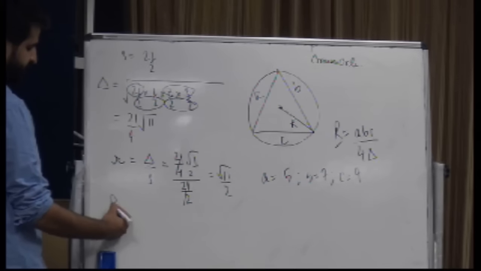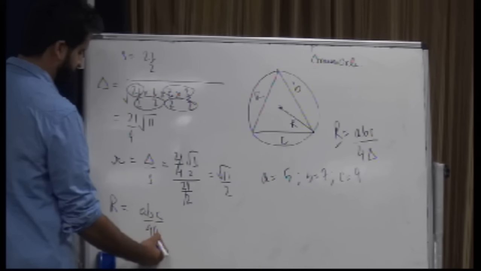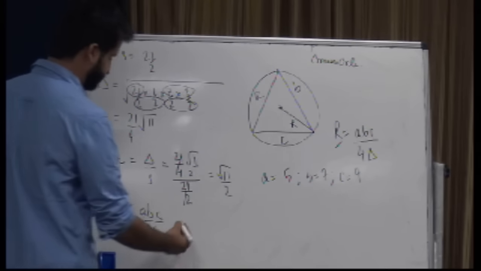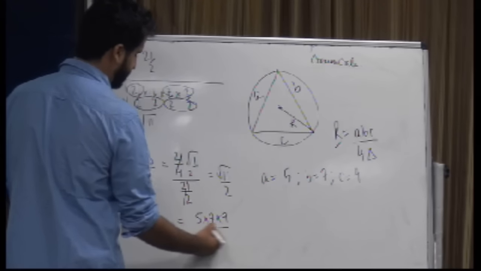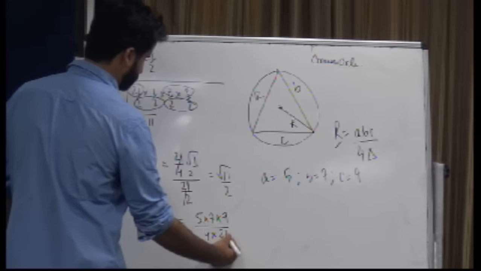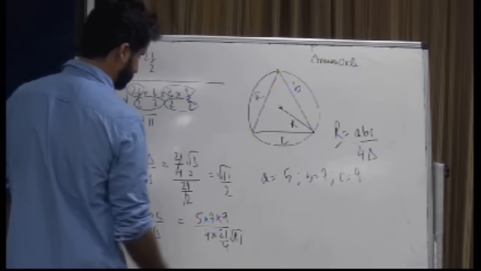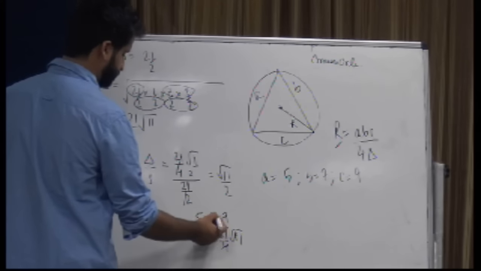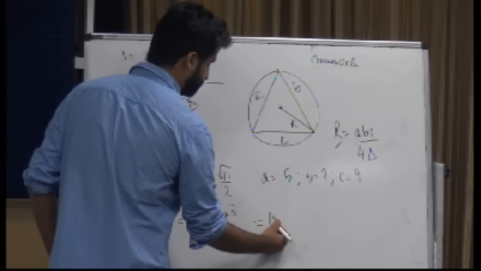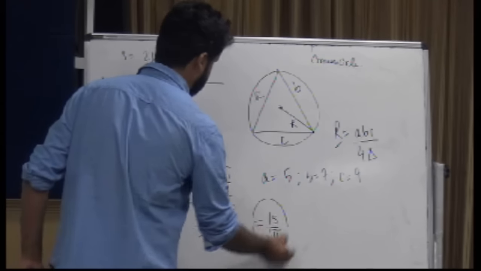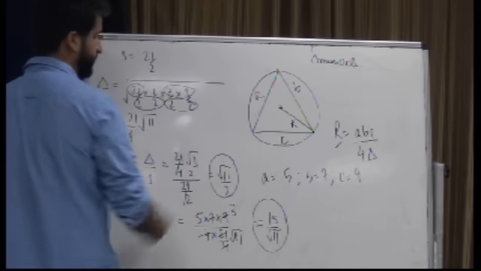And the value of capital R is equal to abc upon 4 delta. So this is 5 into 7 into 9 upon 4 into 21 by 4 root 11, which gives 15 by root 11. This will be the answer. So small r and capital R, these are the values.